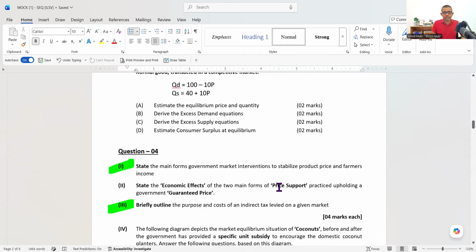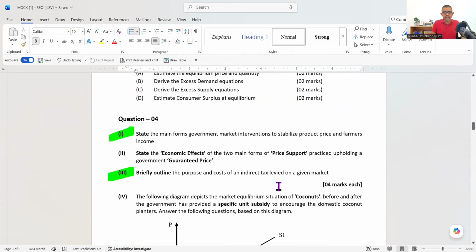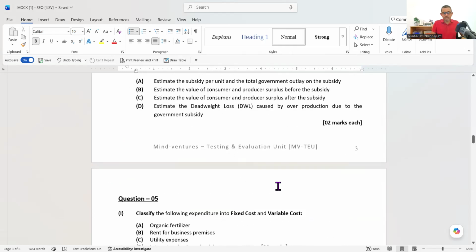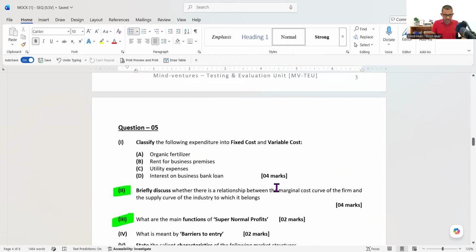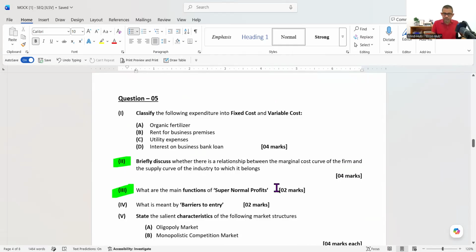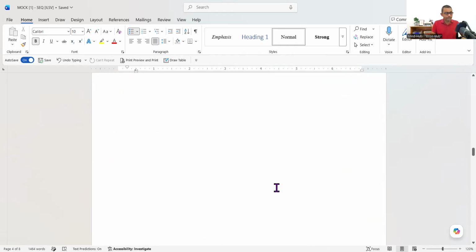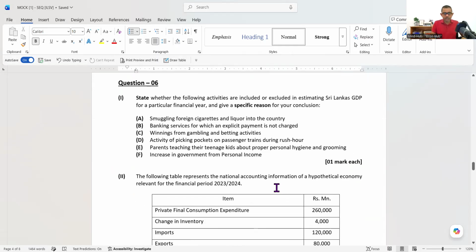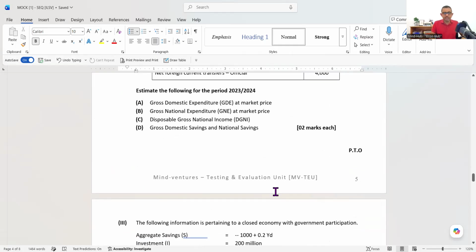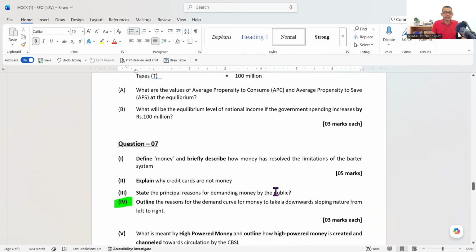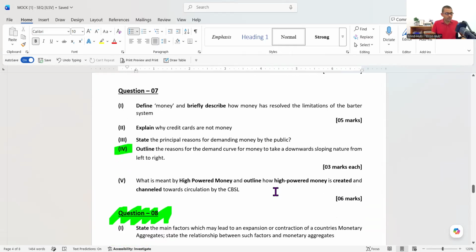Question 3, part 2. Question 4, parts 1 and 3. Question 5, parts 2 and 3. Question 6, nothing special, but definitely a good question to practice. Question 7, part 4.